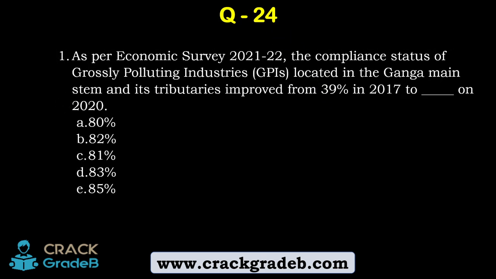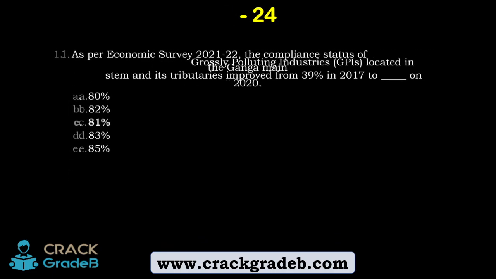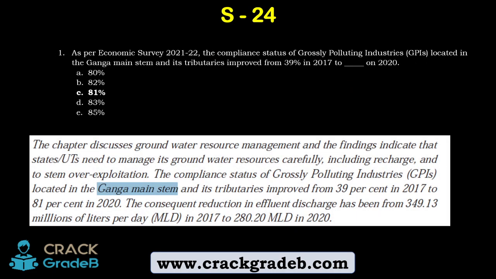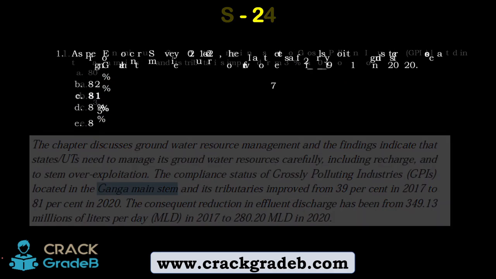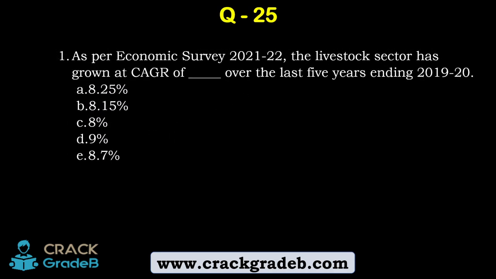As per the survey, the compliance status of grossly polluting industries (GPIs) located in Ganga main stem and its tributaries improved from 39% in 2017 to dash in 2020. Answer is 81%. 81%, right? So let's move forward and let's see question number 25.